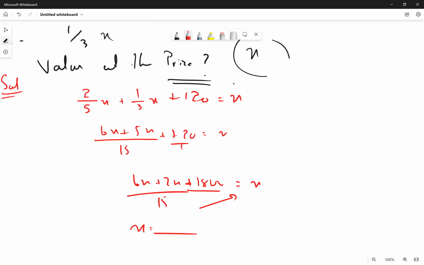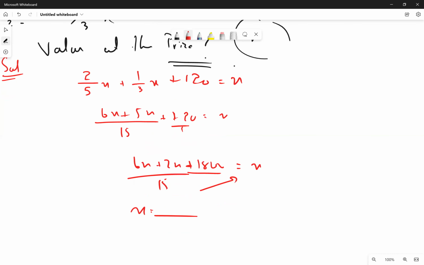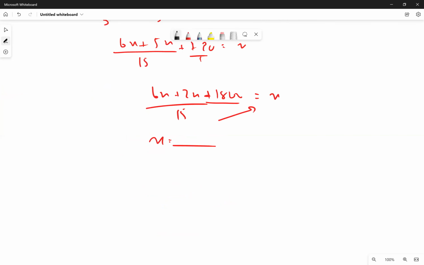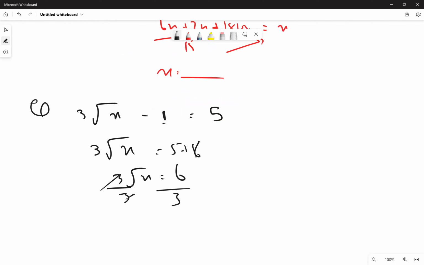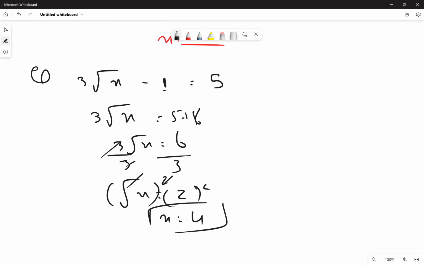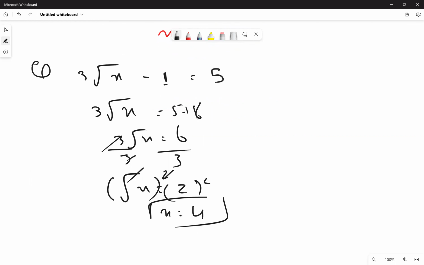The next question is, you should be able to solve linear equations of multiple types. For instance, let's say you have 3 root x minus 1 is equal to 5. इसमें अब क्या है? Under root सिर्फ x के ऊपर है. So 3 root x is equal to 5 plus 1. 3 root x is equal to 6. 3 divide हो गया यहाँ से. Root x is equal to 2. We can square both sides to eliminate this root. x is 4. This is the answer. All right. So this is another type of question.